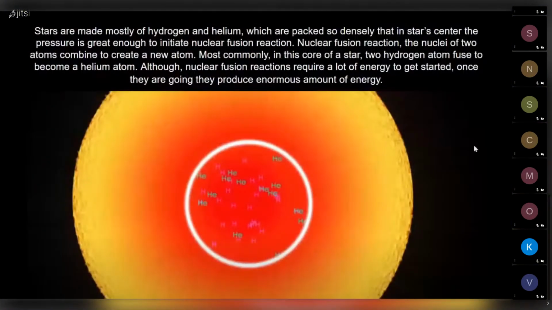So stars are made mostly of hydrogen and helium, which are packed so densely that in the star's center the pressure is great enough to initiate nuclear fusion reactions. In a nuclear fusion reaction, the two nuclei of atoms combine to create a new atom. Most commonly in the core of a star, two hydrogen atoms fuse to become a helium atom.